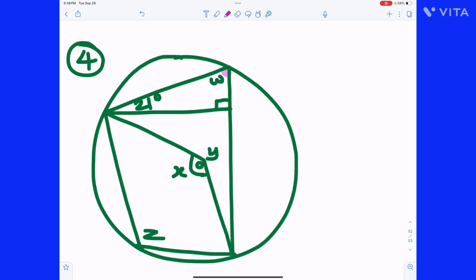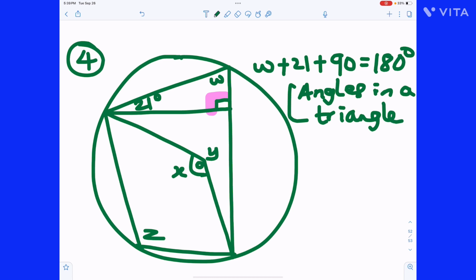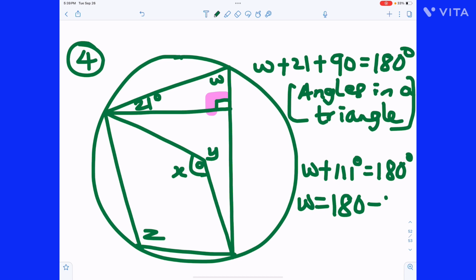This one is straightforward, simple. This is a right angle triangle with 90 degrees here, with 21 here, and W here. W plus 21 plus 90 is 180. That gives us W plus 111 is 180. I didn't write my reason, so that would have counted against me. The reason is the sum of angles in a triangle is 180. So W plus 111 degrees is 180 degrees. W will be 180 degrees minus 111 degrees. So W is 69.